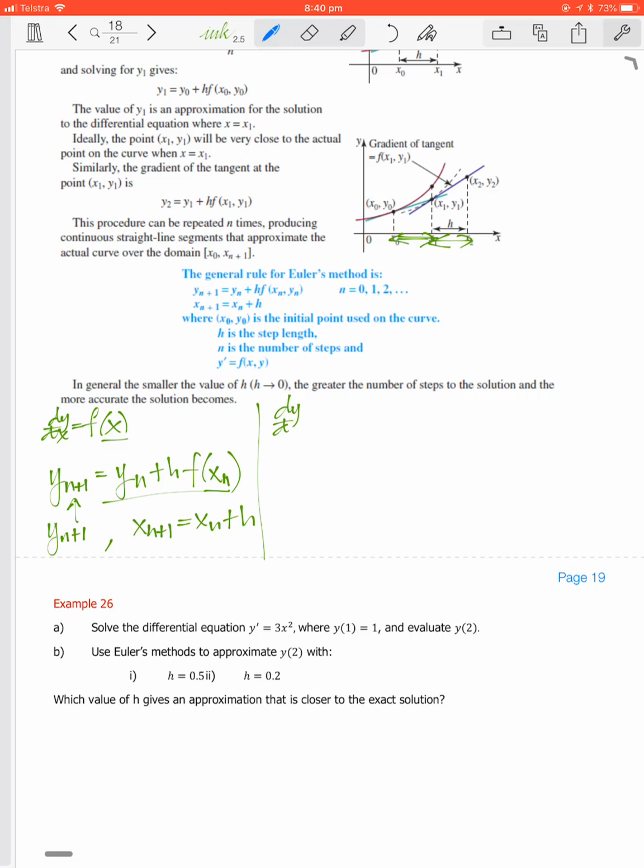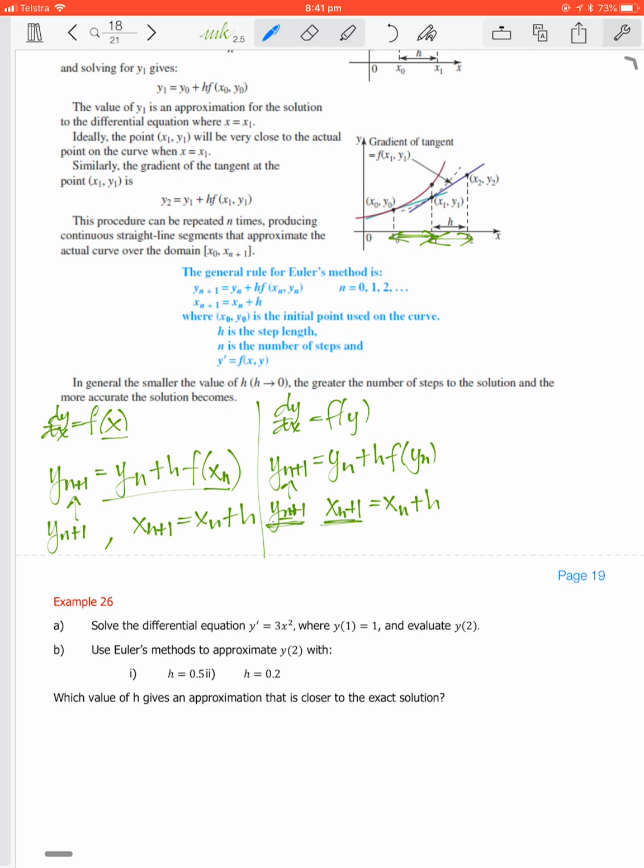If dy/dx was a function of y, then our equation would be yn+1 is equal to yn plus h f of yn, so we substitute our y value in. Then xn+1 would be given by xn plus h. So this would give you my next y value and my next x value.